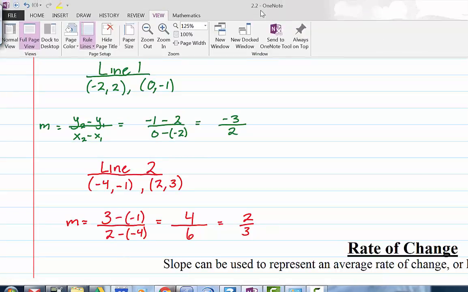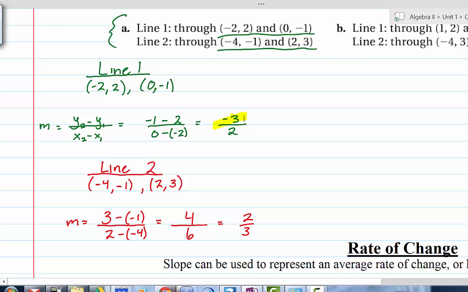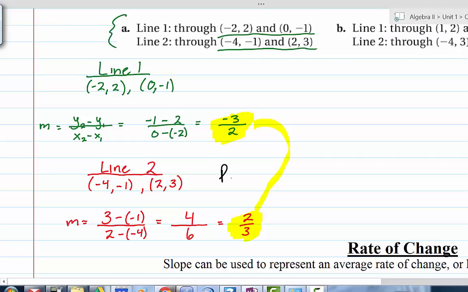Now, notice that when I found the slopes, the slope of this line was -3/2, and the slope of this line was 2/3, right? So the relationship between those two is you take -3/2, you flip it, make it negative, you get 2/3, right? So because of that, the lines that run through those points are perpendicular.